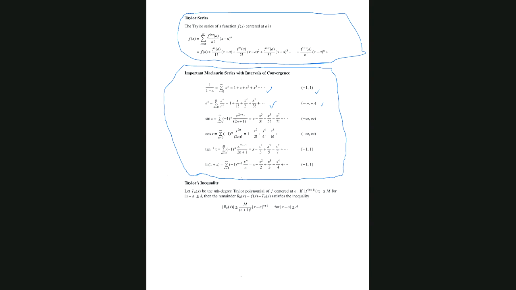Okay, so my table is a little different from the table in the book because the table in the book, instead of giving intervals of convergence, gives a radius of convergence. So that's fine, but I always like having the interval of convergence because if you know the interval of convergence, then you can get the radius of convergence easily.